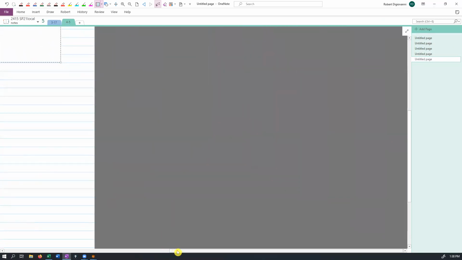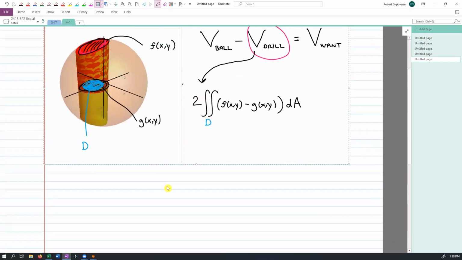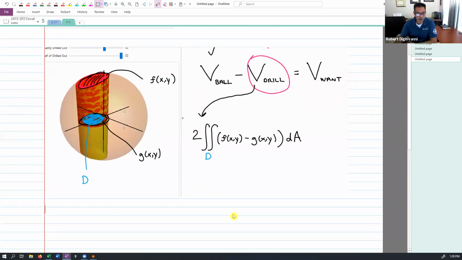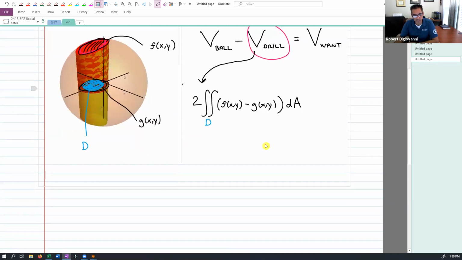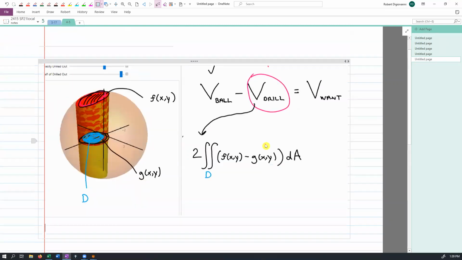Okay, the G of X and Y was just very misleading for me at the moment. But I'm trying to illustrate that this is the generic formula. If we want to find the volume of a solid, we need to know the domain it's over. We need to know the upper surface and lower surface and then subtract these two. That's the general formula. In our case, G of XY is 0. Works for me.